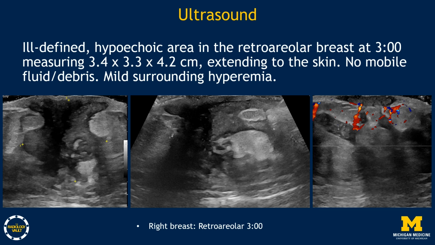This is an ultrasound case of a patient with a palpable abnormality in the right breast retroareolar at 3 o'clock. There was an ill-defined hypoechoic area measuring up to 4.2 centimeters that extended to the skin. There was no mobile fluid or debris, and there was mild surrounding hyperemia.